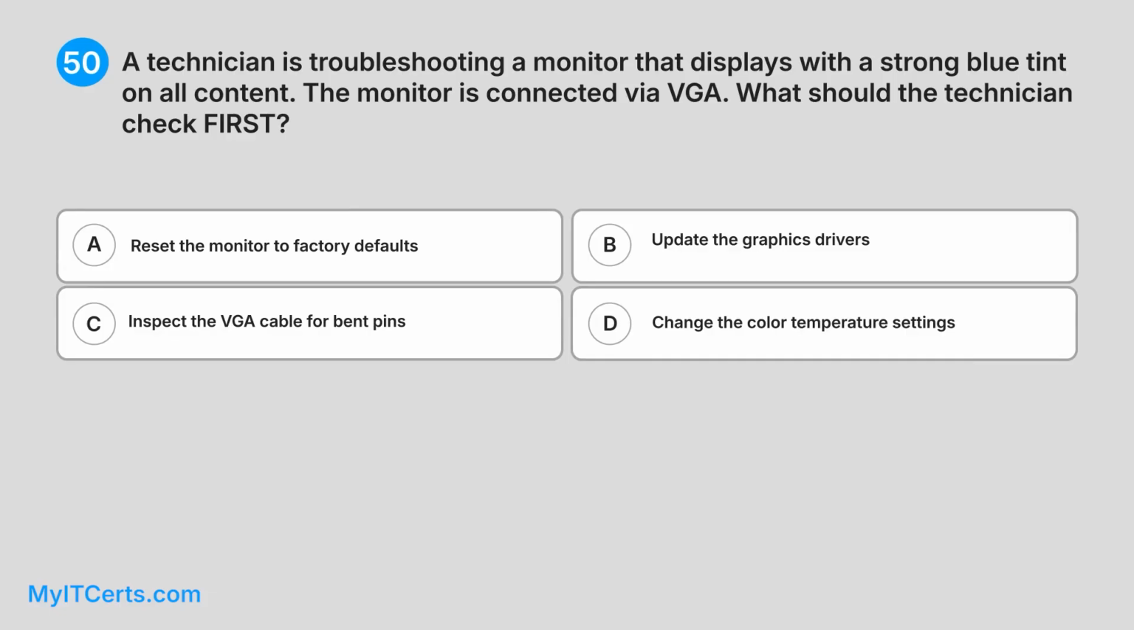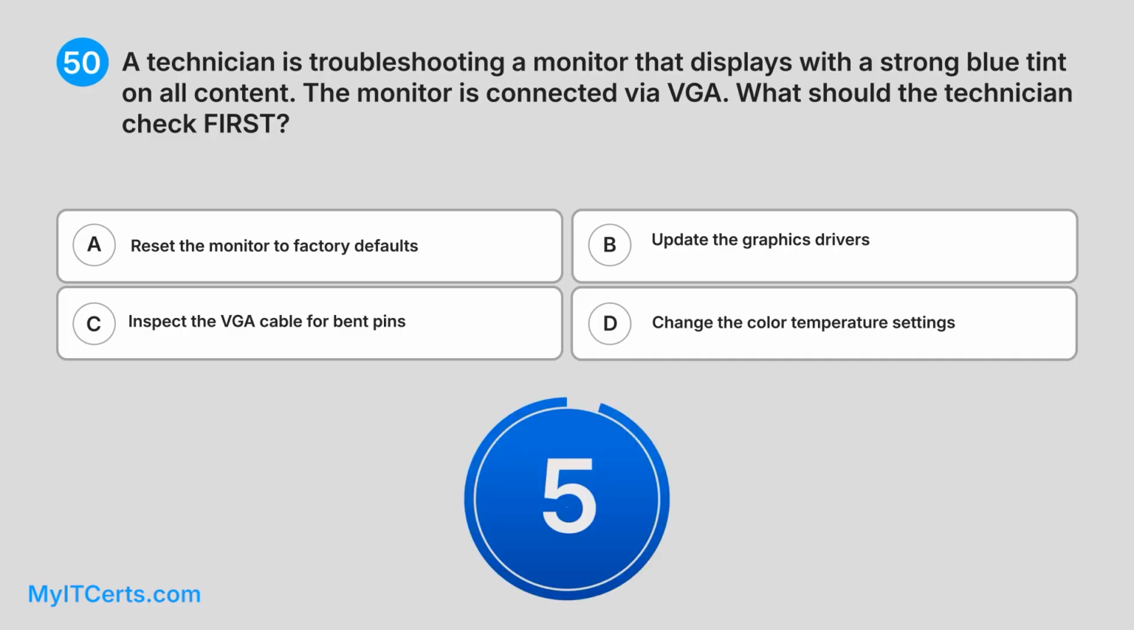50. A technician is troubleshooting a monitor that displays with a strong blue tint on all content. The monitor is connected via VGA. What should the technician check first? A. Reset the monitor to factory defaults. B. Update the graphics drivers. C. Inspect the VGA cable for bent pins. D. Change the color temperature settings. What do you think is the answer?